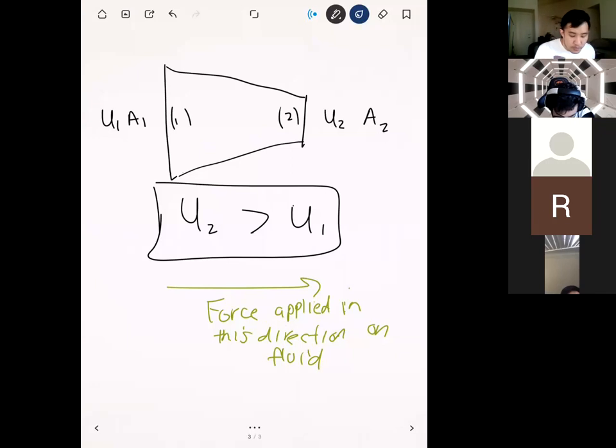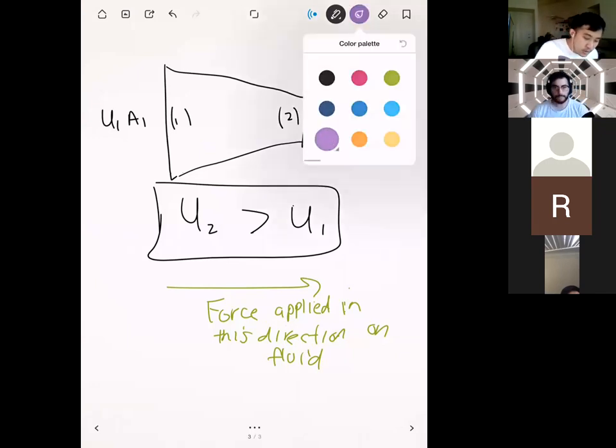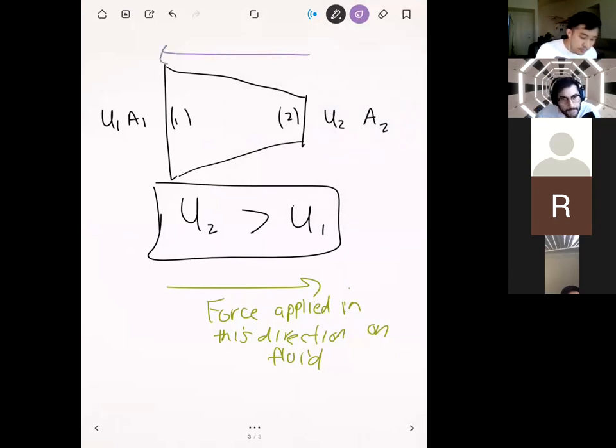So if there's a force being applied on the fluid going from left to right, there also has to be a force being applied from right to left, just because there has to be an equal and opposite force. And where does this force get applied? So this is the force that the fluid imparts onto the nozzle.